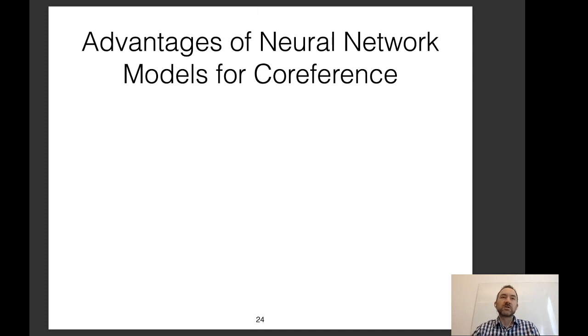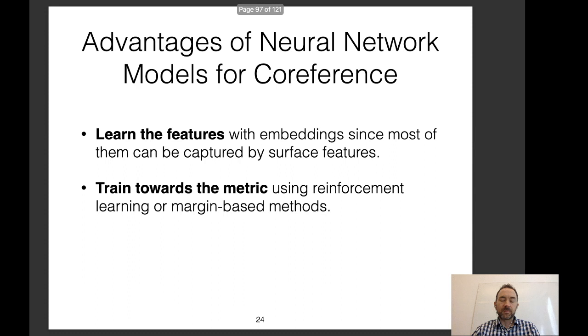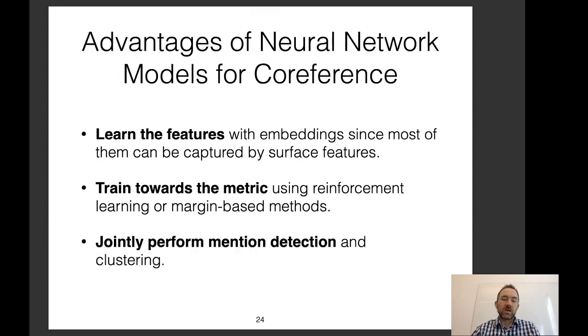So one advantage of using neural network models for coreference is they allow you to learn the features with embeddings and allow you to easily train towards whatever metric you would like to be solving using reinforcement learning methods or margin-based methods like we've talked about in previous classes. And another advantage is that they've actually made it possible to jointly perform mention detection and clustering.